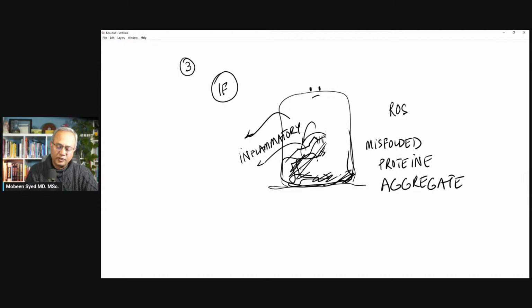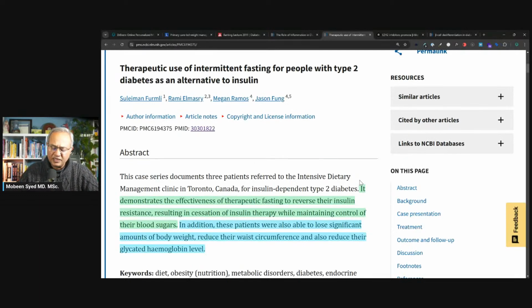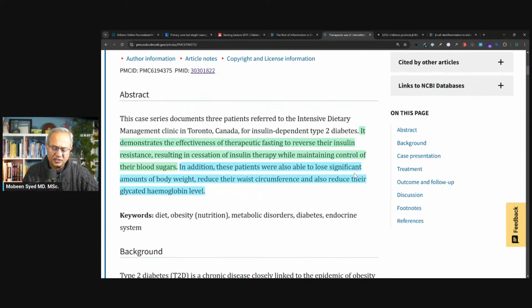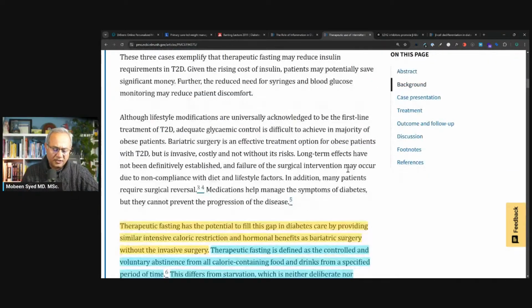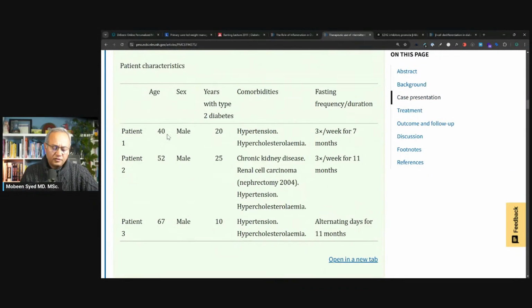Doesn't matter if you lost weight or not. As soon as this starts getting cleared out, the cells start functioning correctly and the patient has the diabetes reversed or corrected. I have mentioned this study many times. That is why it is highlighted. But if you see here, look at this. Patient 1, 40 years, male, years with type 2 diabetes, 20 years.